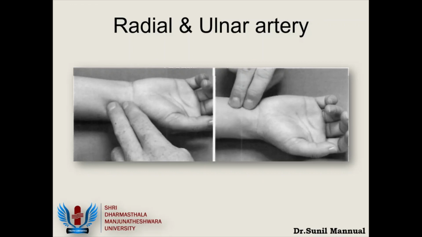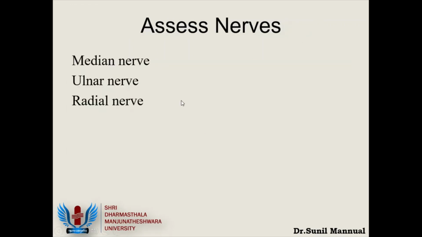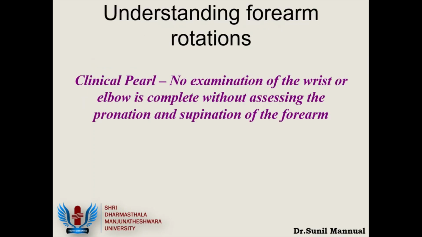So finally, you are also going to do an assessment of the median nerve, ulnar nerve and the radial nerve in the hand. That would be totally different classes, so I would not delve into that, but your examination is complete only when you do the assessment of these nerves, because these nerves are the ones that are actually powering not just the wrist but also the muscles of the hand. So then no clinical examination of the wrist or of the elbow is complete without examining supination and pronation.